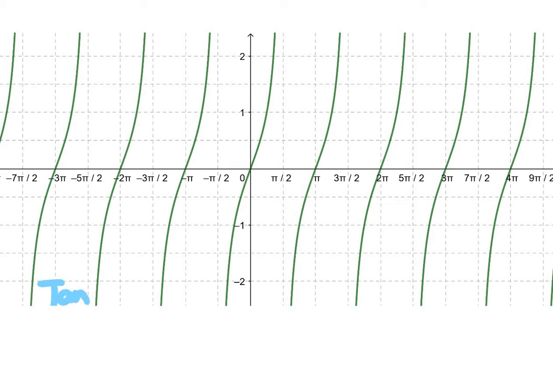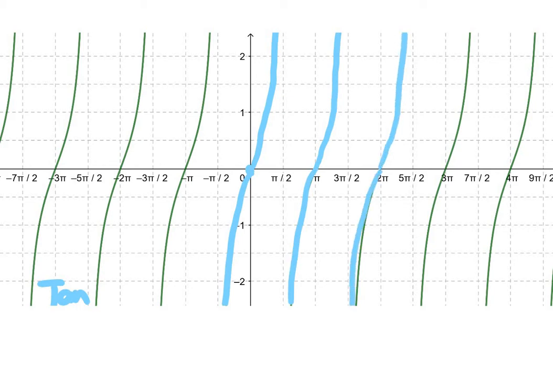Okay, tan of x then. Tan of x is a bit different. Okay, tan of x at the origin is 0, but look what happens here. It goes up, up, up, and down, down, down, and then it starts at pi, which is 180, and it goes up, and it goes down, and 2 pi, which is 360 degrees, goes up and it goes down.